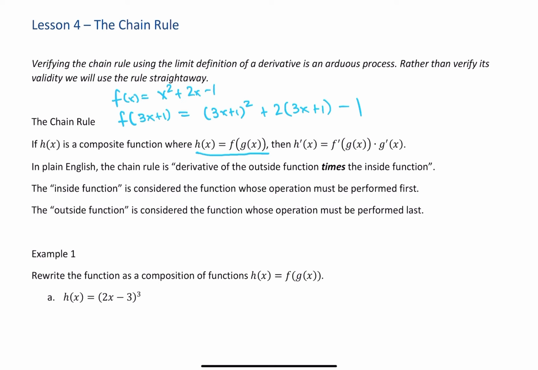So if we wanted to do the derivative of this equation, we would use something like the chain rule. The chain rule says that if you have a composite function, then its derivative is the derivative of the outside function times the derivative of the inside function. The inside function is the function whose operation, if you substituted in a value, would have to be done first. And the outside function is the function whose operation would have to be done last.